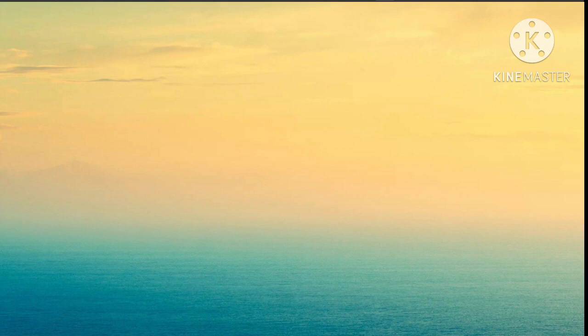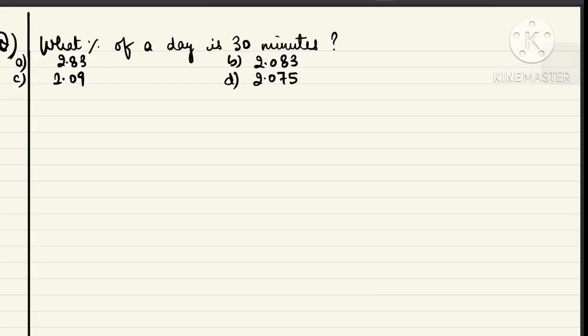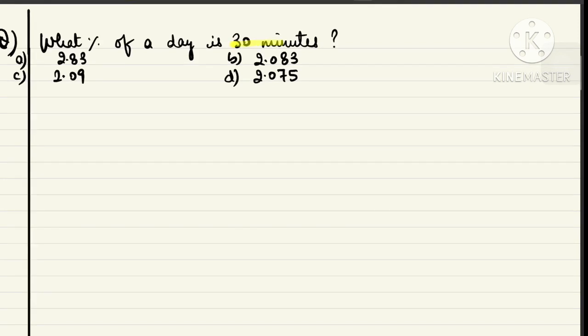Right. So let's start with the first question. In the question it has been asked, what percentage of a day is 30 minutes? So if you consider a day, in a day how many minutes? In a day we have 24 hours and now we have to convert into minutes. So we will multiply it by 60. If you multiply it by 60, what will we get? We will get 1440. So 1440 minutes in a complete day.